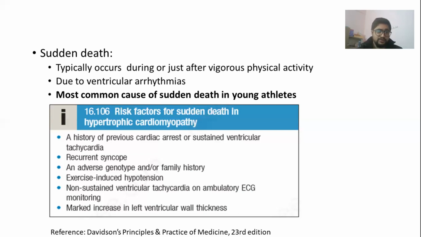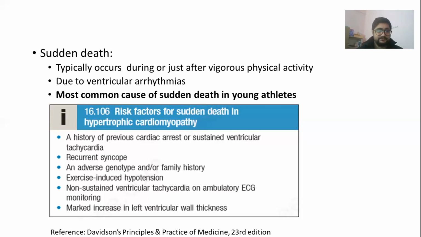Similarly, the athletes who had a history of non-sustained ventricular tachycardia on ambulatory ECG monitoring also have a high chance of sudden death. And similarly, a marked increase in left ventricular wall thickness of more than 30 mm on echocardiography can also lead to sudden cardiac death. So these patients at high risk of sudden cardiac death might require ICD insertion to prevent this sudden death.